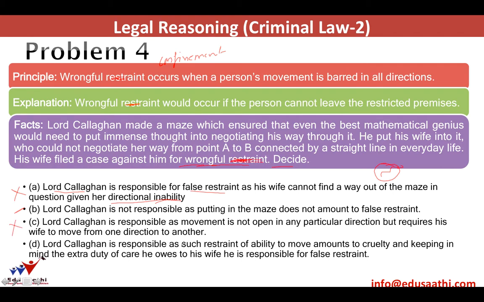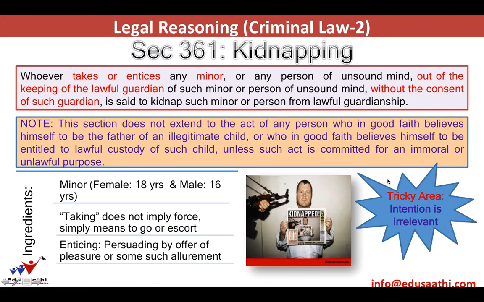D: Lord Callaghan is responsible as such restraint of ability to move amounts to cruelty, and keeping in mind the extra duty of care he owes to his wife, he is responsible for false restraint. No, this is not the answer. The definition of wrongful confinement is not applicable to this option. So the only answer left is that he is not responsible, as putting into a maze is not wrongful confinement, since there is a way out which he has to find. So he cannot be held responsible for wrongful confinement.